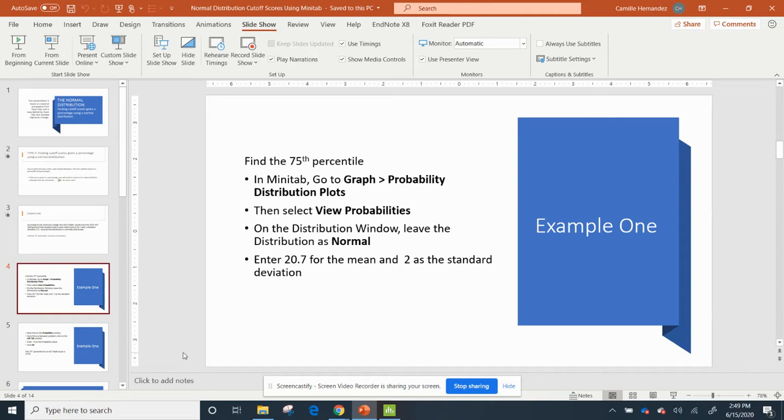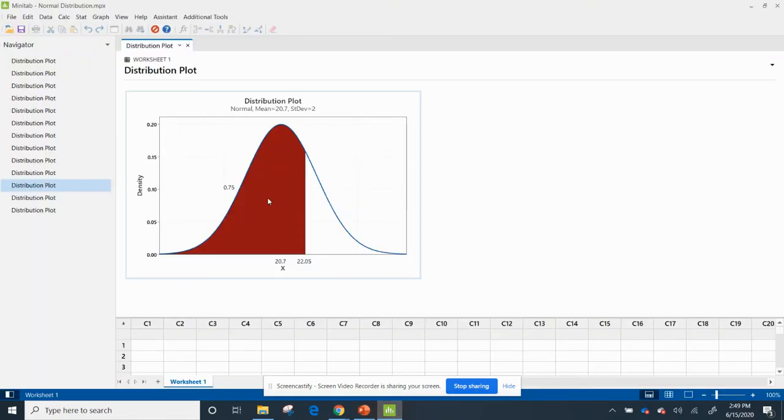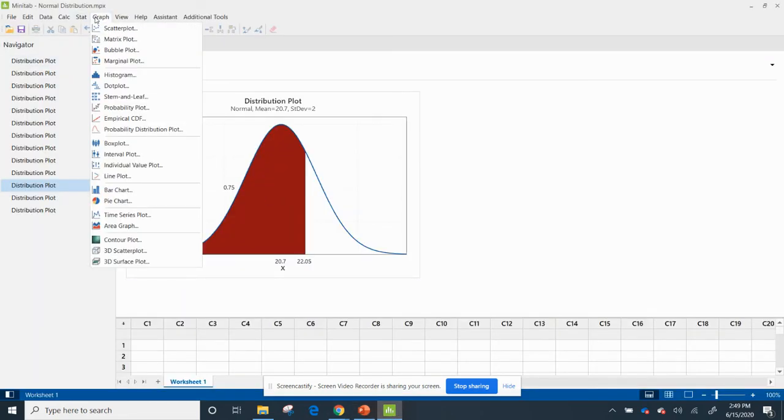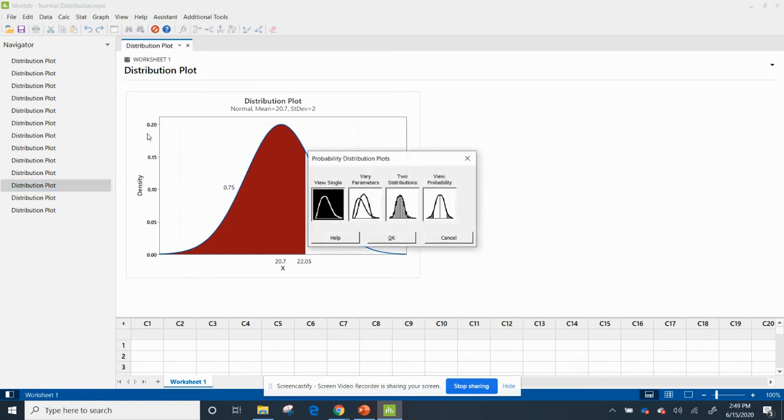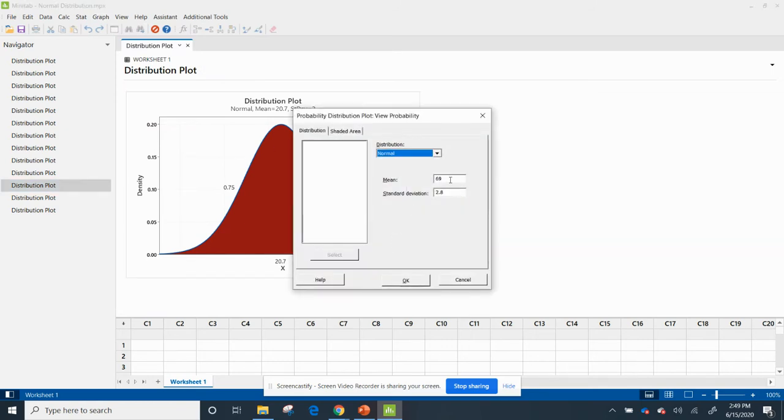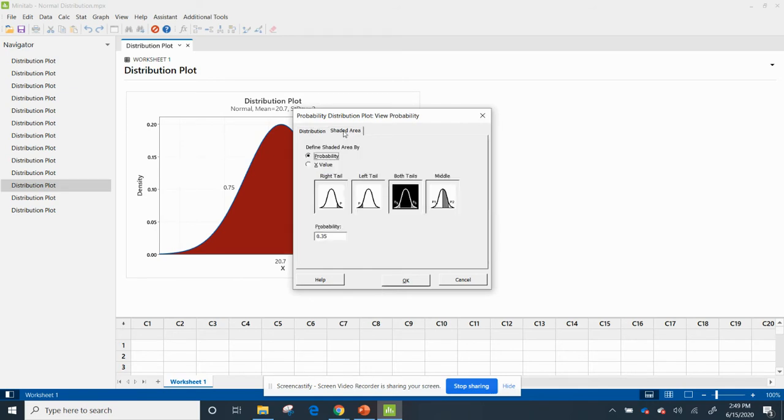Again, I have the directions here if you need them, but I'm just going to show you. I'm going to go to Graph, Probability Distribution, View Probability, and hit OK. I'm going to put my mean, which is 20.7, my standard deviation, which is 2, and then I'm going to go to shaded area. We're going to do something a little bit different this time. Instead of doing the x value, we're going to do the probability, and we're going to do the left-tailed.